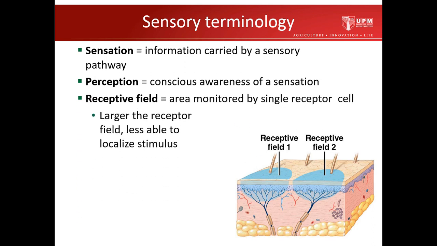And the last one is the receptor field. Receptor fields are monitored by a single receptor cell. So the larger the receptor field, the poorer your ability to localize a stimulus.